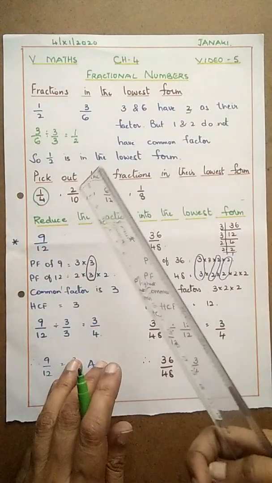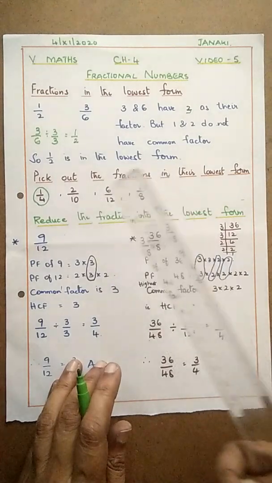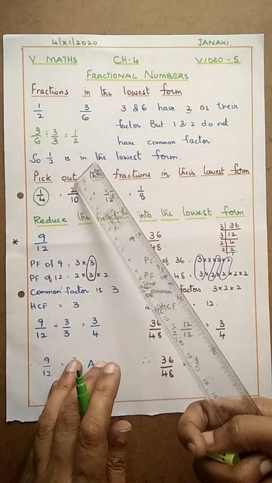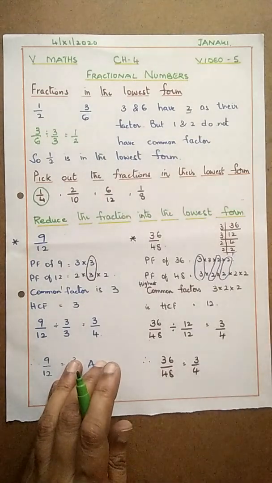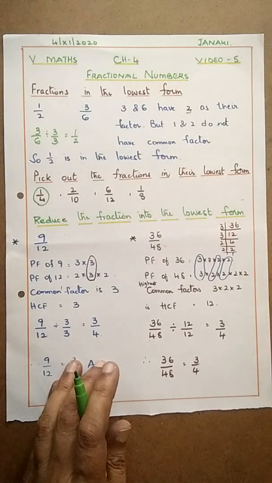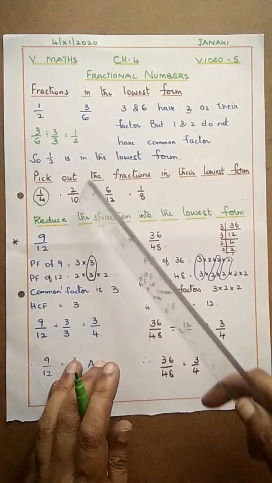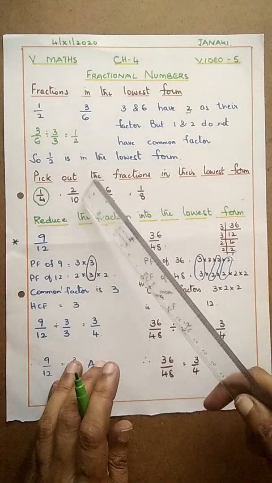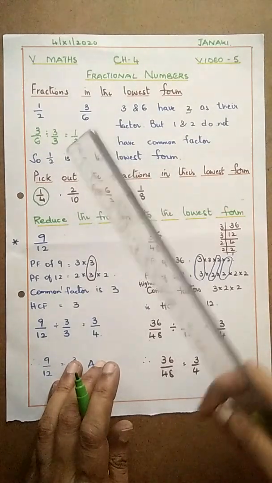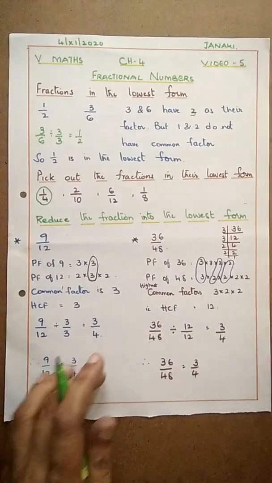Now let us take 2 by 10. 10 has 2 as a factor. What are the factors of 10? 5 2s are 10 or 2 5s are 10, isn't it? So here this 2 by 10 can be divided by 2. Numerator and denominator can be divided by 2. So this is not in the simplest form.